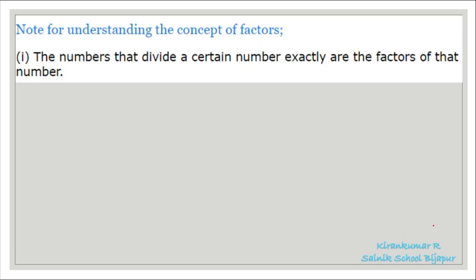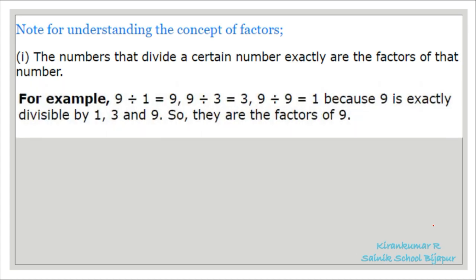First point: the numbers that divide a certain number exactly are factors of that number. Let me give you an example. 9 divided by 1 equals 9. 9 divided by 3 equals 3. 9 divided by 9 equals 1. Because 9 is exactly divisible by 1, 3 and 9, they are the factors of 9. 1, 3 and 9 are the factors of 9.